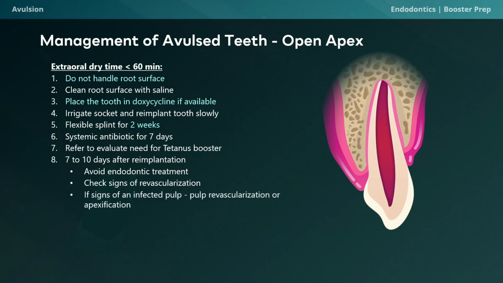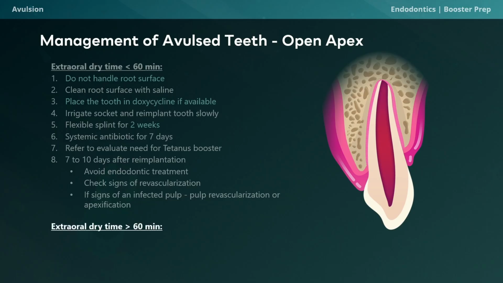If signs of an infected pulp emerge, beginning the process of apexification is necessary because remember guys, these are teeth with open apices. So if vitality is lost, our treatment goal becomes to create that apical barrier with MTA or calcium hydroxide so that we can have something hard to obturate against when we do get to the root canal procedure. Now on the flip side, if the tooth has been dry for more than 60 minutes, nothing really changes.